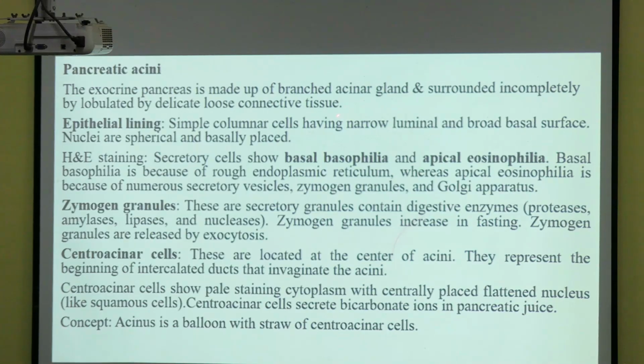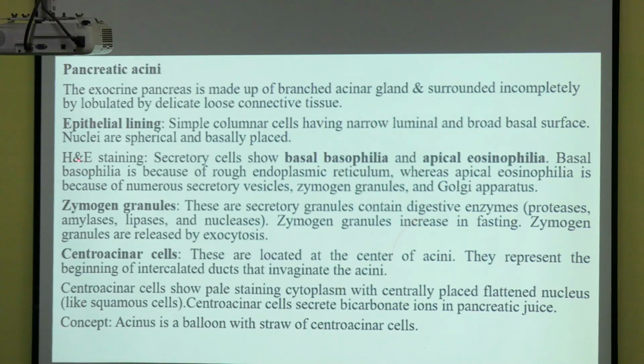What is that modification? You can see cells having a narrow luminal and broad basal surface. So the luminal part is narrow and the basal part is broader. This is the modification of the acinar cell. Next, at the apical part of the cells, zymogen granules are present. Those granules are very important because the secretions take place from them.